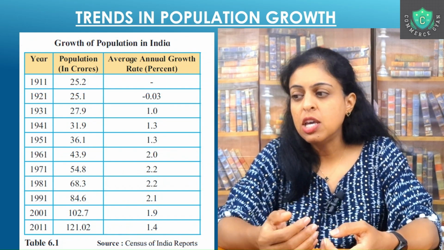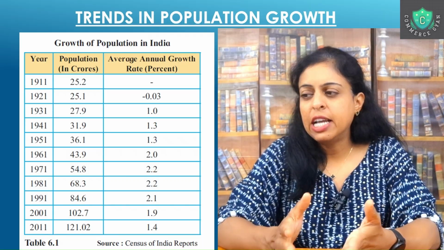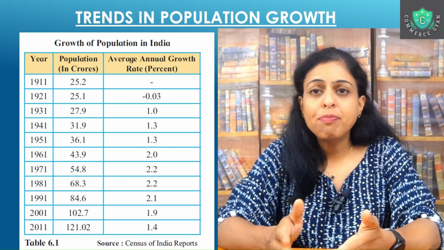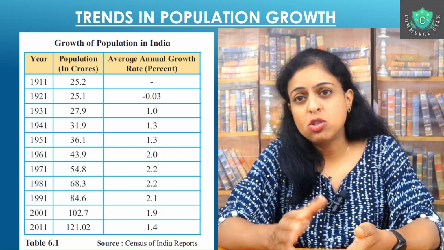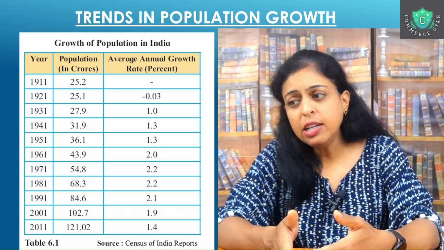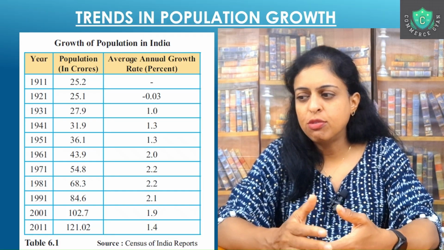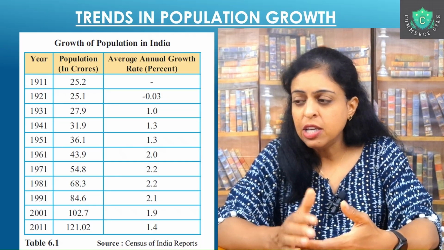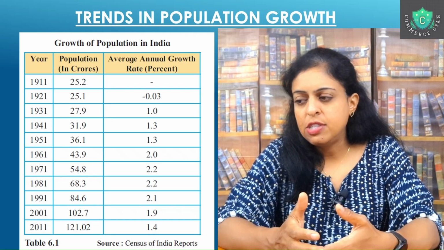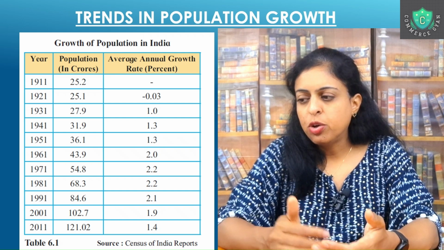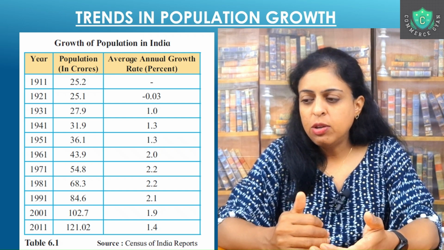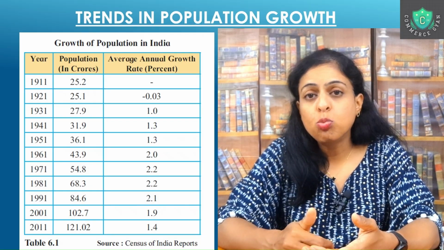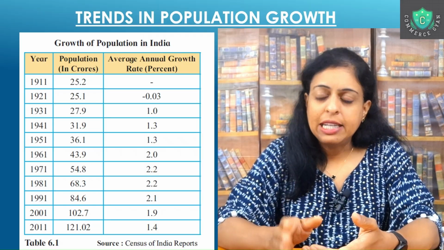Now let's see the trends in the population growth in India right from 1911 till 2011. If you see, the population had a negative rise in the year 1921, probably because of a lot of pandemics and wars that took place during that time frame. From 1931 to 1951, there's a rise of around 1% to 1.3% in the population every year. In 1961 it was 2, then 2.2, 2.2, 2.1, and in 2001 the population in crores was 102.7, with a 1.9 rise.